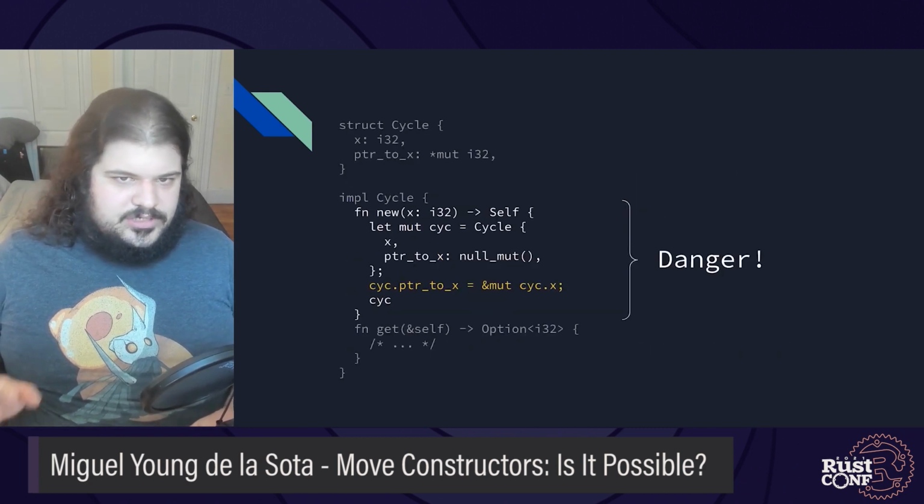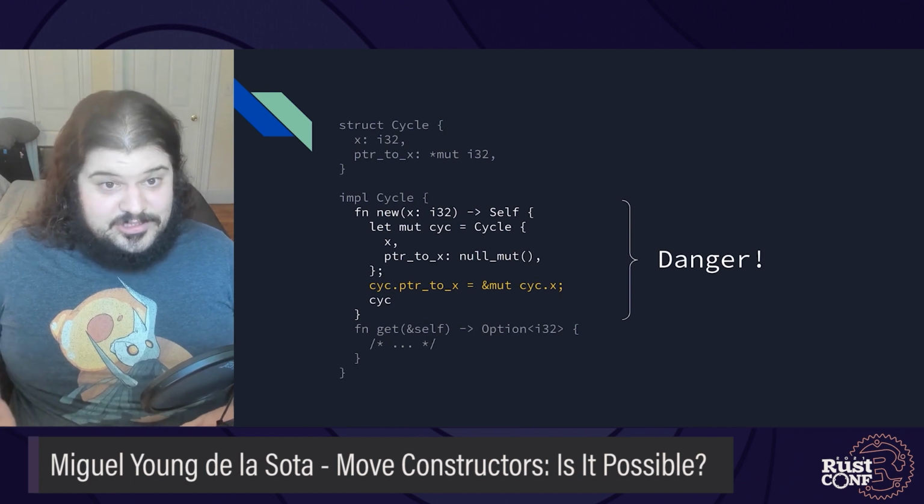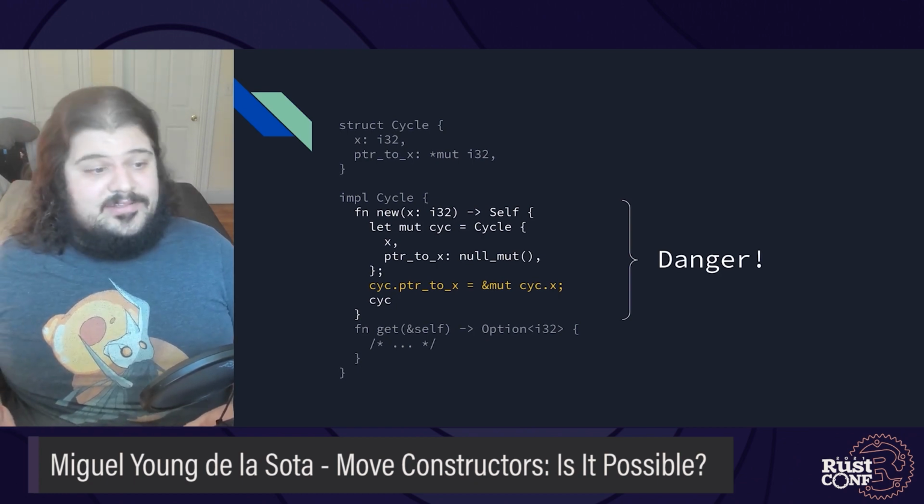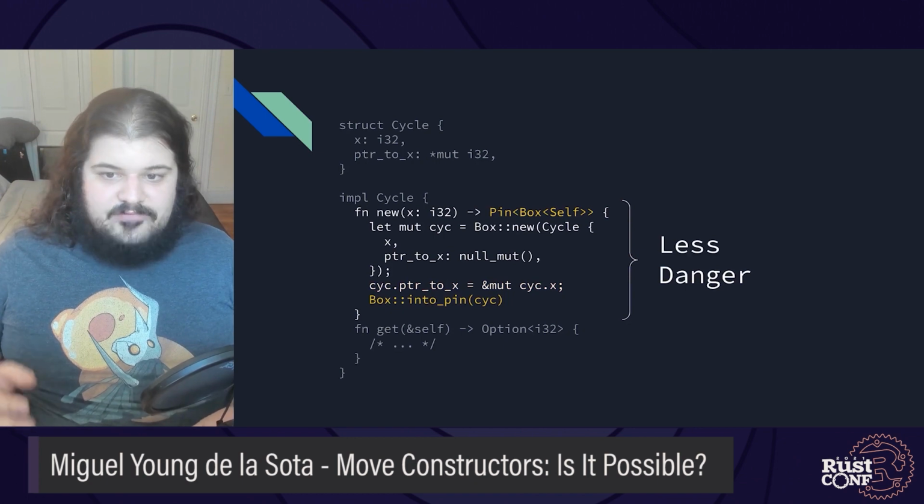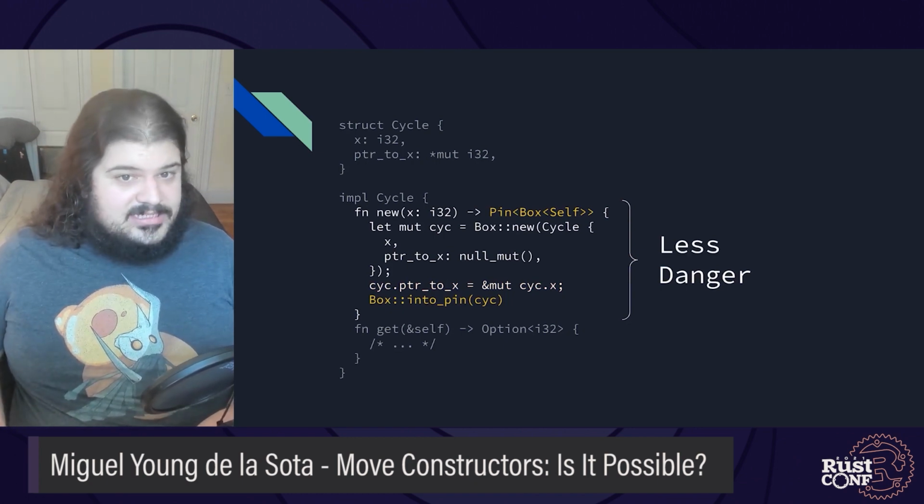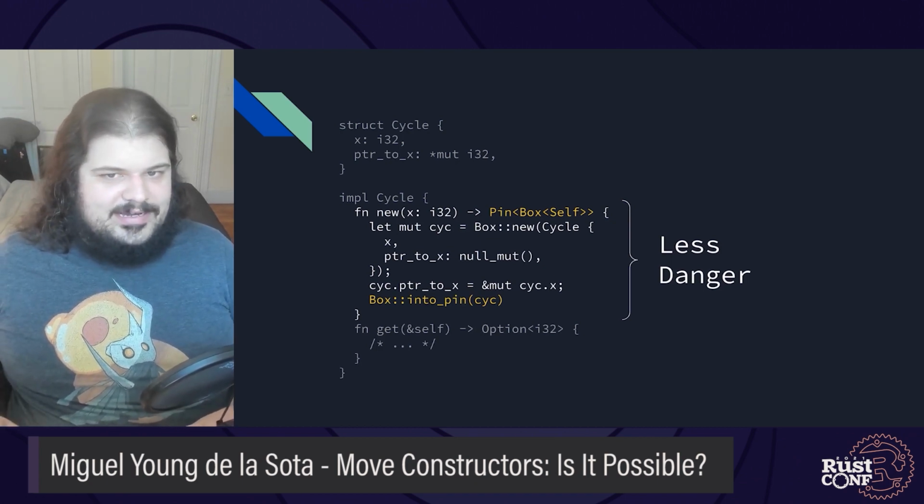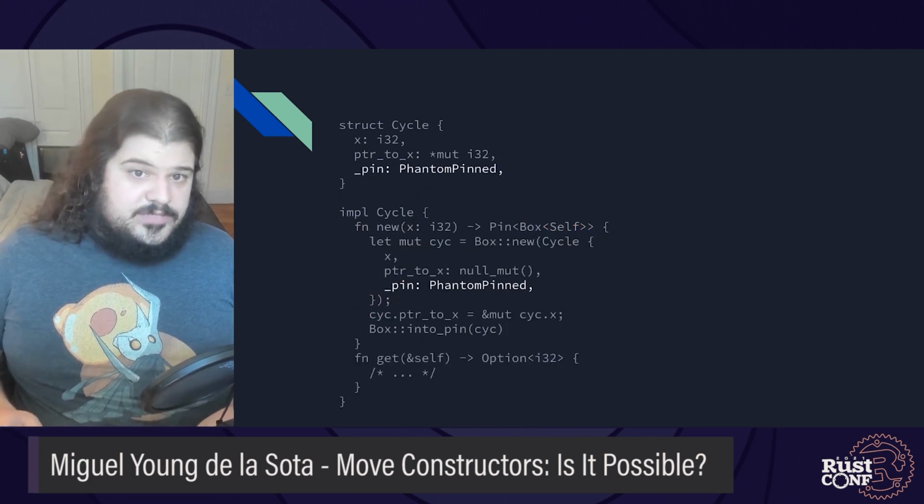So let's go back to our dangerous implementation of Cycle::new, because due to this move, it immediately invalidates the raw pointer we create. If we use Pin, we avoid this entirely. By returning a pinned box, we ensure that we can't move out of it at any time. It certainly doesn't move when we return out of it. We also need to make sure that it's pinned.